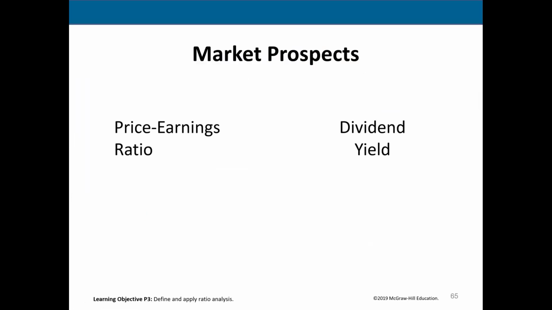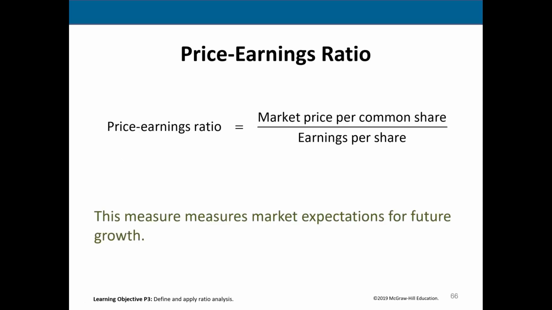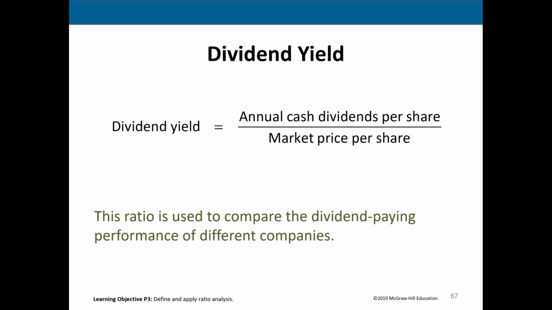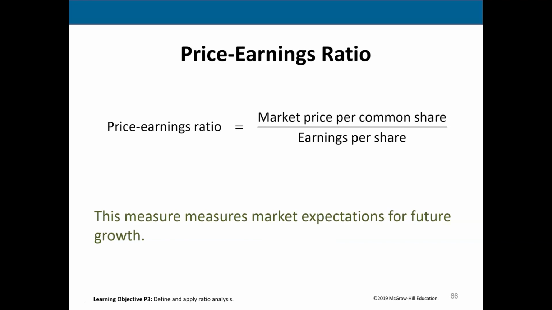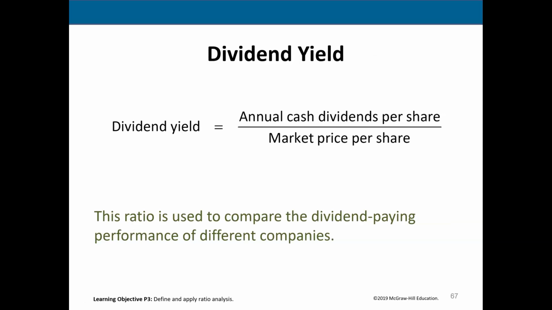The last one is market prospects, price earnings ratio, and dividend yield. The price earnings ratio will be the market price divided by the earnings per share, right? And this measures your market expectations for future growth. The dividend yield is annual cash dividends per share divided by the market price per share. This is used to compare the dividend paying performance of different companies.